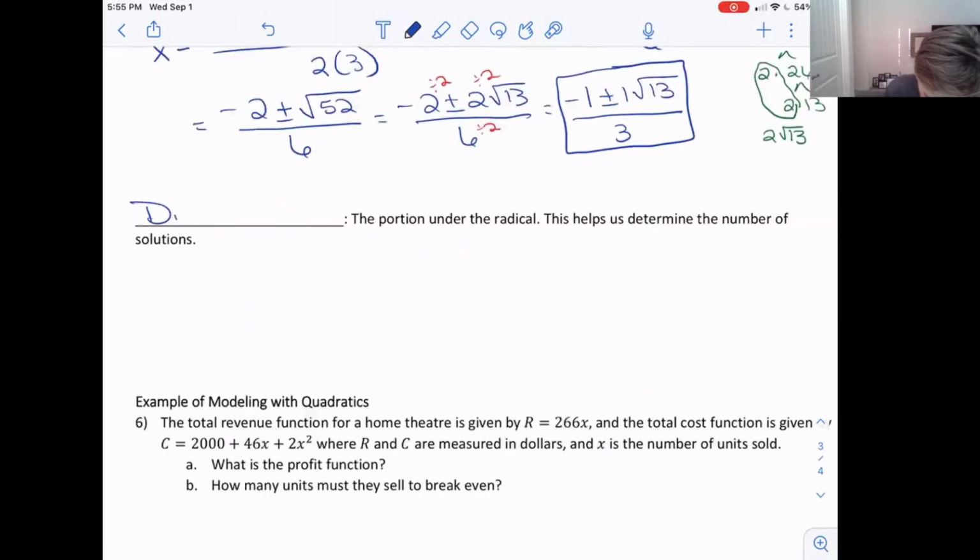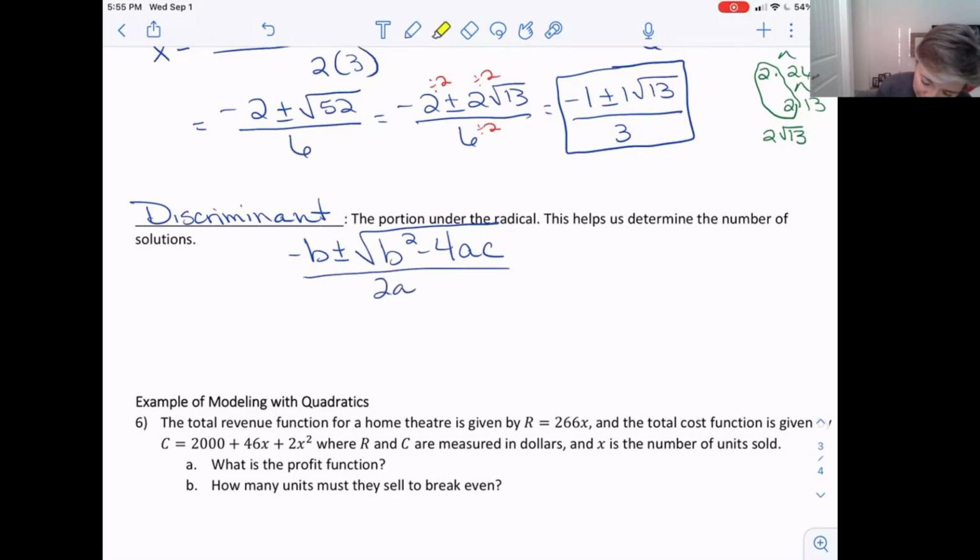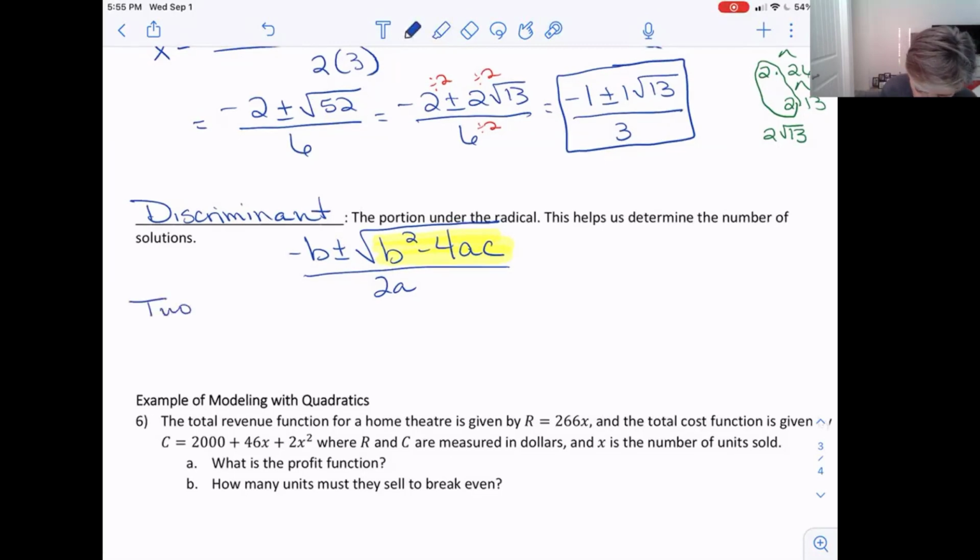There is something called the discriminant, and this is the portion underneath the radical, the b squared minus 4ac, and it helps us to determine the number of solutions. Let's write the entire thing over 2a, and let's highlight this. This is the discriminant. So if we have two solutions, what's underneath that square root is going to be positive, because remember, we have that plus or minus the square root of a positive number. So that's going to give us two values.